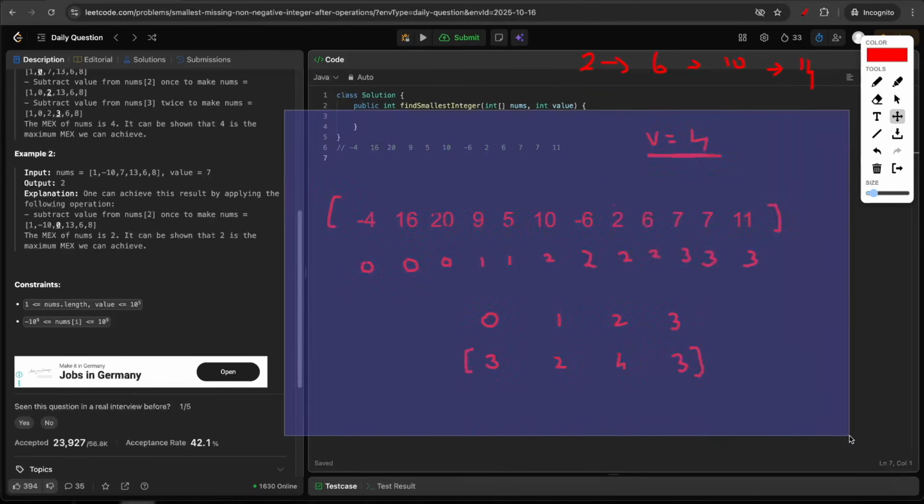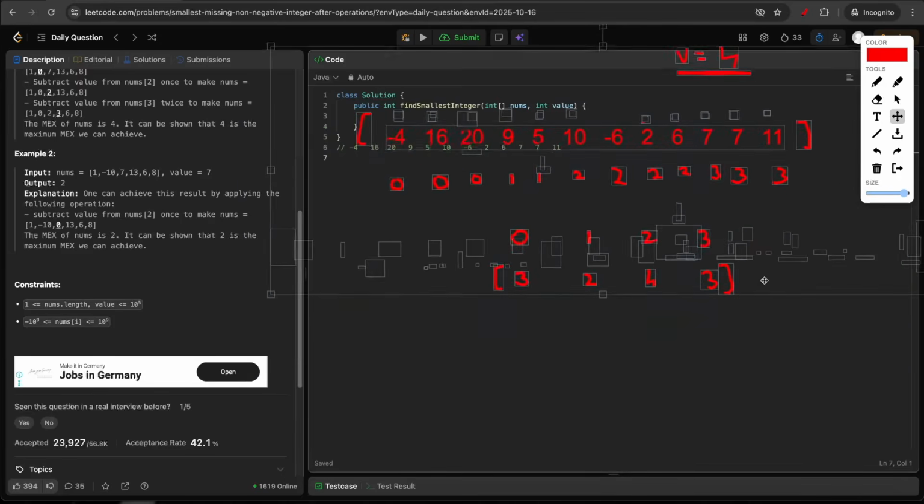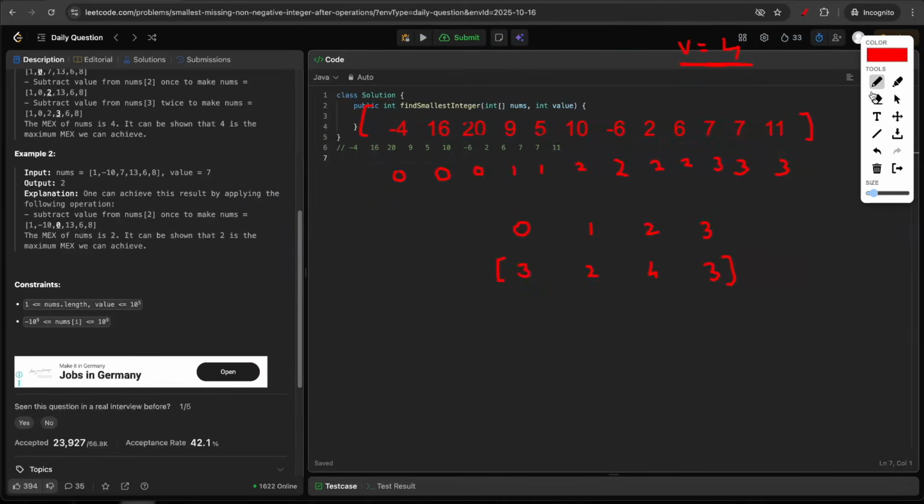So using just the frequency, you can find what is the first missing number. So let's see how we can do that. If we just move it up.